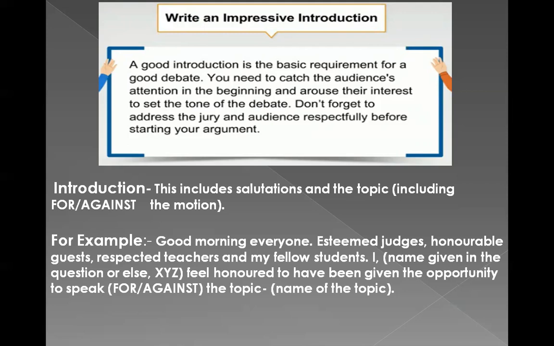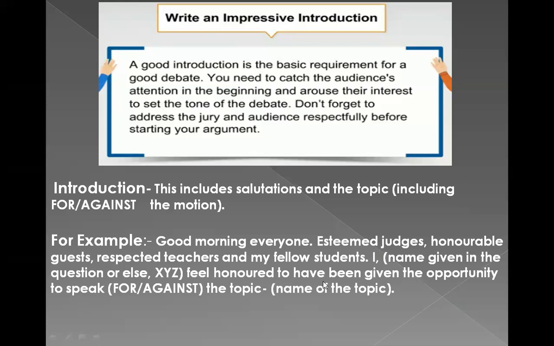So don't forget to address the jury and the audience respectfully before starting your argument. So the introduction part includes the salutation and the topic introduction, that is, whether you are going to speak for or against the motion. For example, good morning, everyone, esteemed judges, honorable guests, respected teachers, and my fellow students. I, comma, then write the name given in the question, or you can write XYZ ABC.